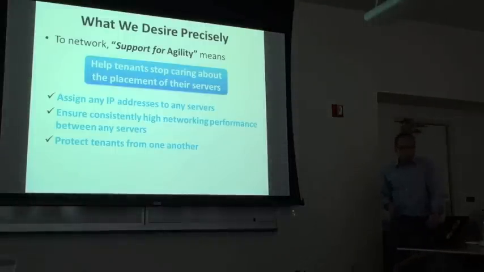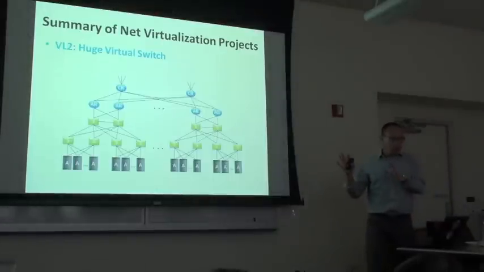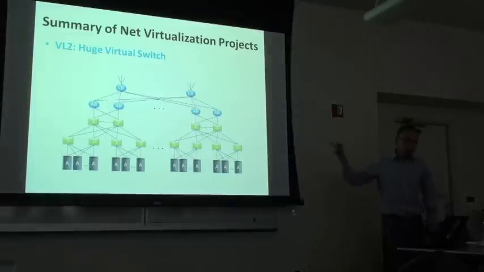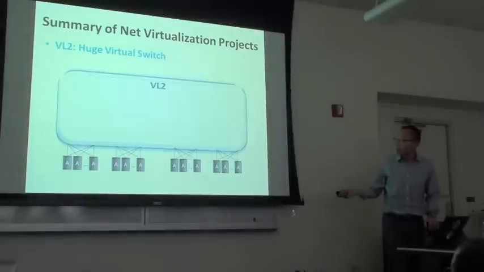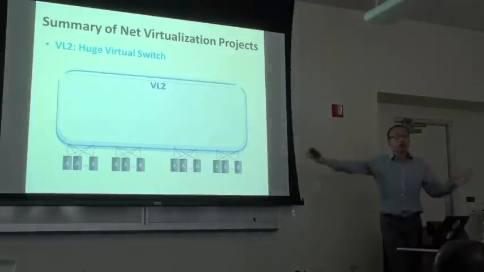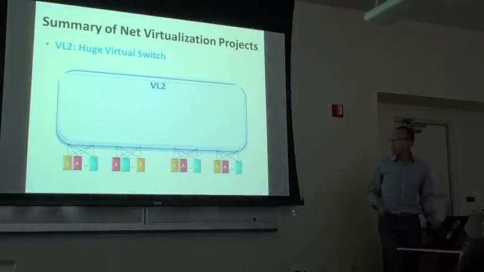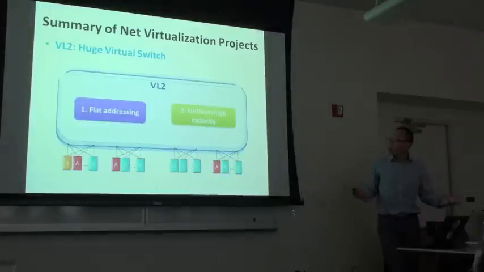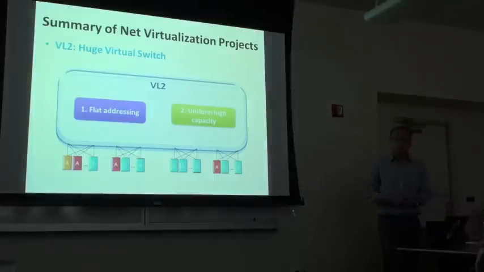So this is the summary of my network virtualization project. I began with VL2. VL2 is precisely about offering a huge virtual switch abstraction to all the tenants within the same data center. So forget about this highly oversubscribed, location-dependent network architecture. I just want to give them a huge layer 2 switch. And tenants can move around, they can repurpose servers. I don't care, because this switch offers flat addressing and uniform high capacity, just like a physical switch.